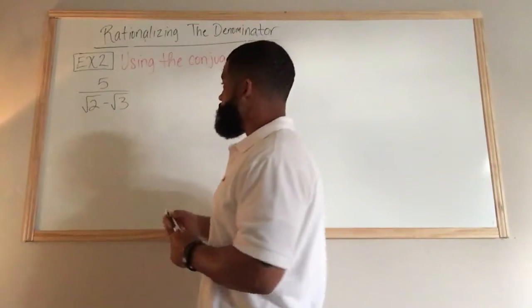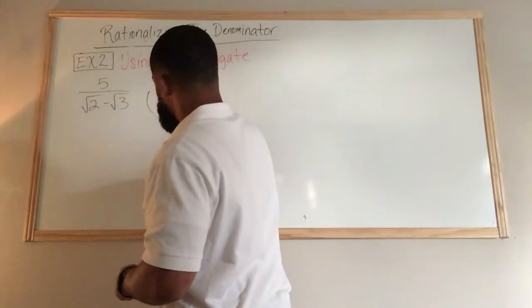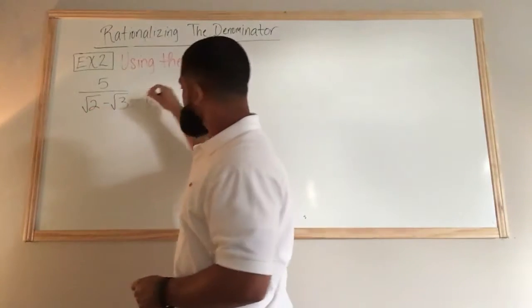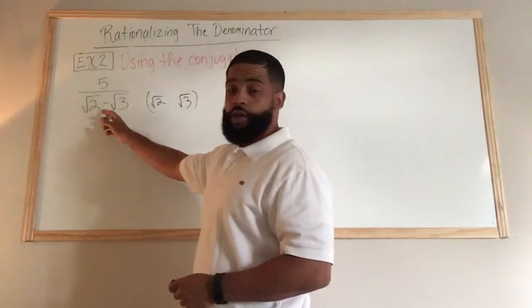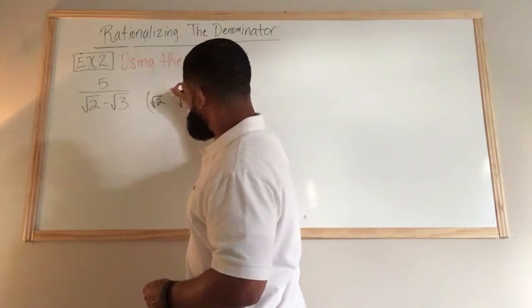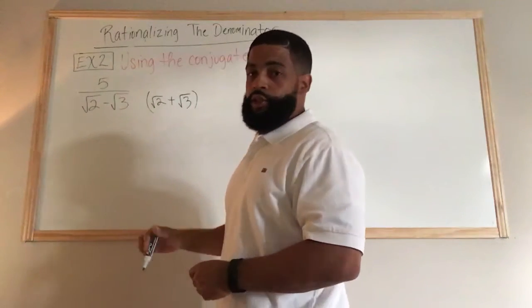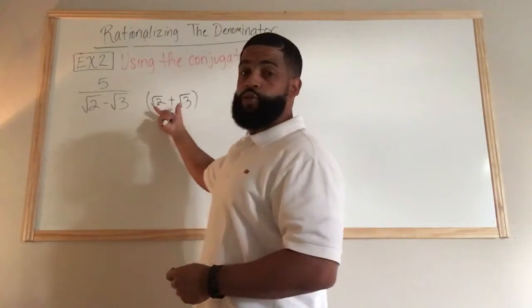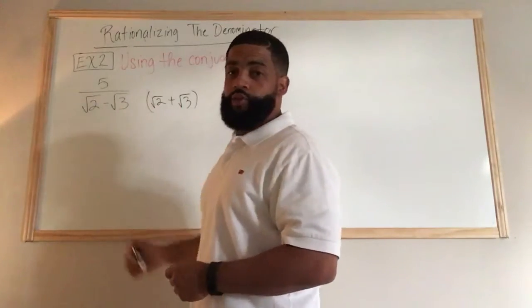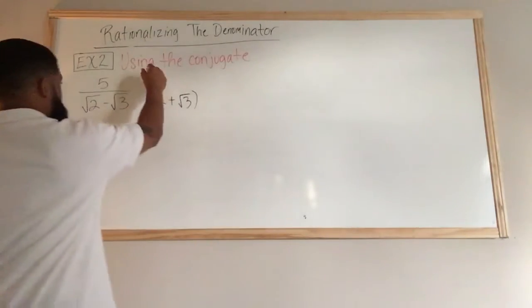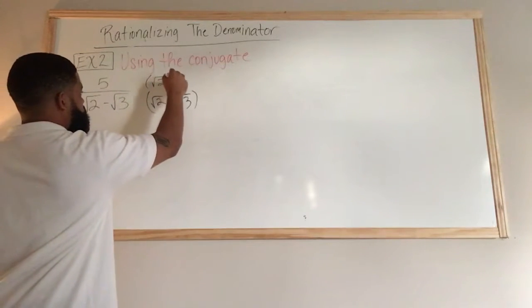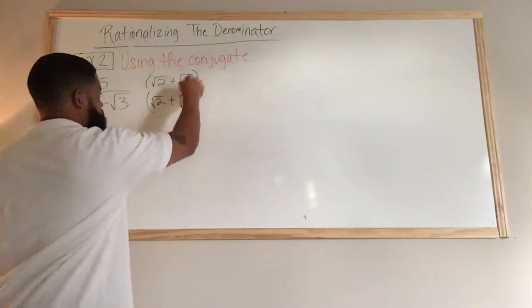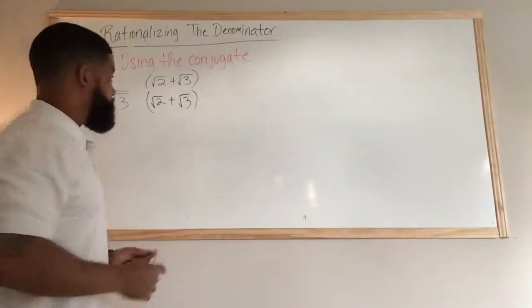the square root of 3, which is simply, we're going to use the same terms, the square root of 2 and the square root of 3. Where we started with subtraction, we're going to use addition. So the conjugate of this, we're going to use addition, but we still have the same two terms. Whatever we do to the denominator, we must do to the numerator. So I'm going to multiply the numerator by the square root of 2 plus the square root of 3.